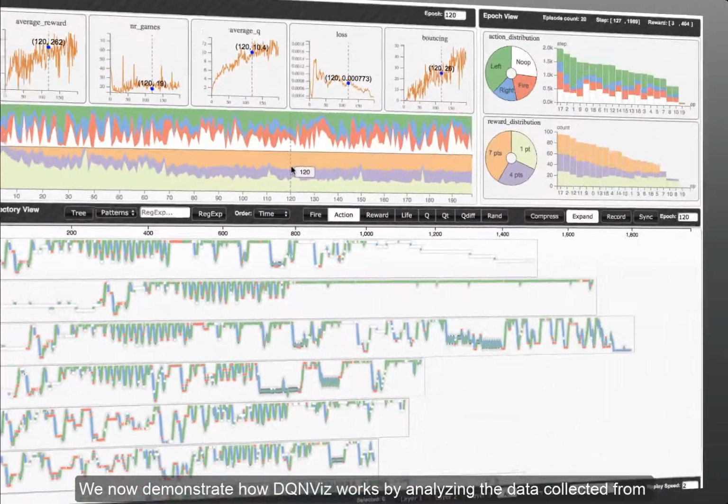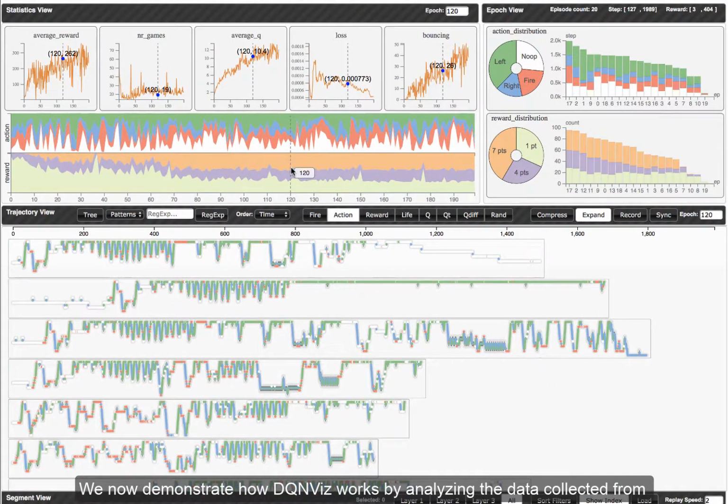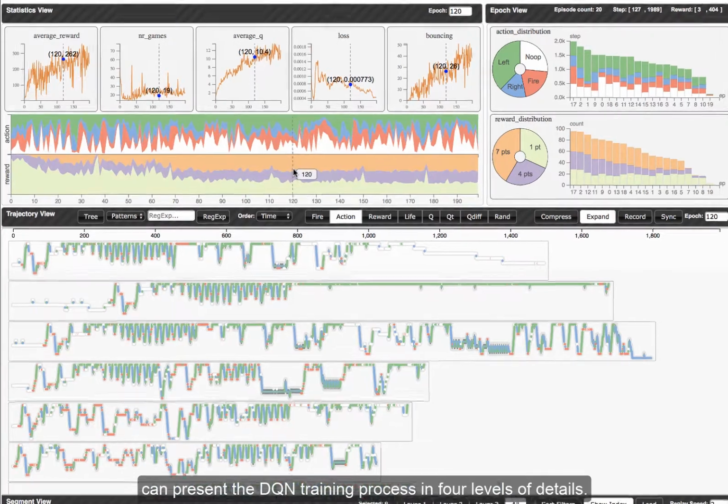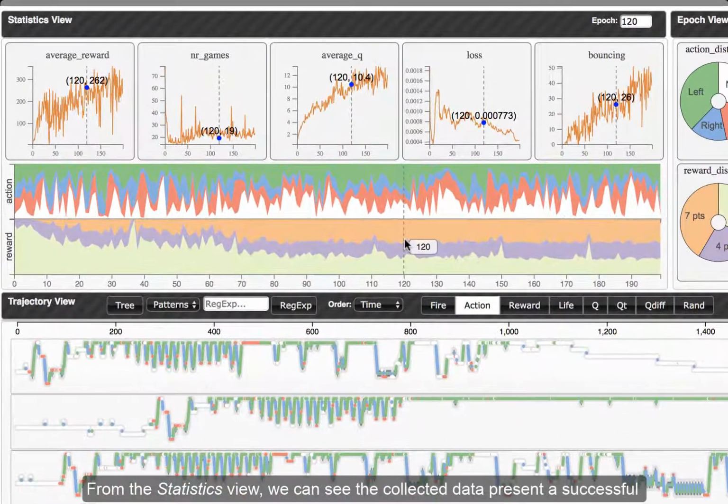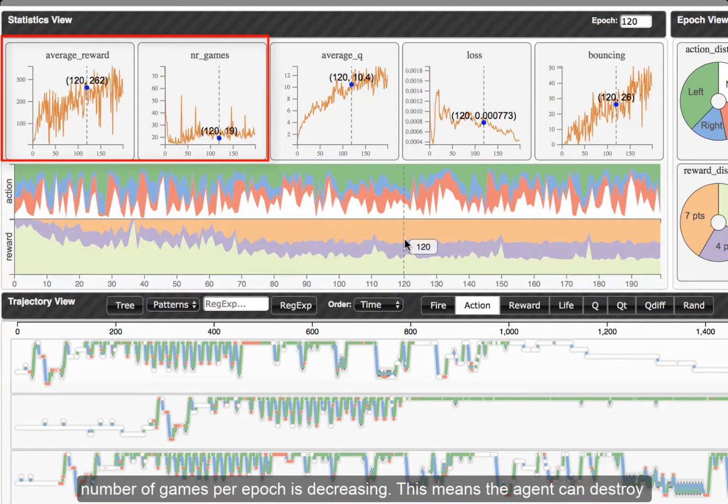We now demonstrate how DQNViz works by analyzing the data collected from the breakout game. We target to demonstrate how the four views of DQNViz can present the DQN training process in four levels of detail. From the statistics view, we can see the collected data present a successful DQN training as the average reward per game episode is increasing and the number of games per epoch is decreasing.